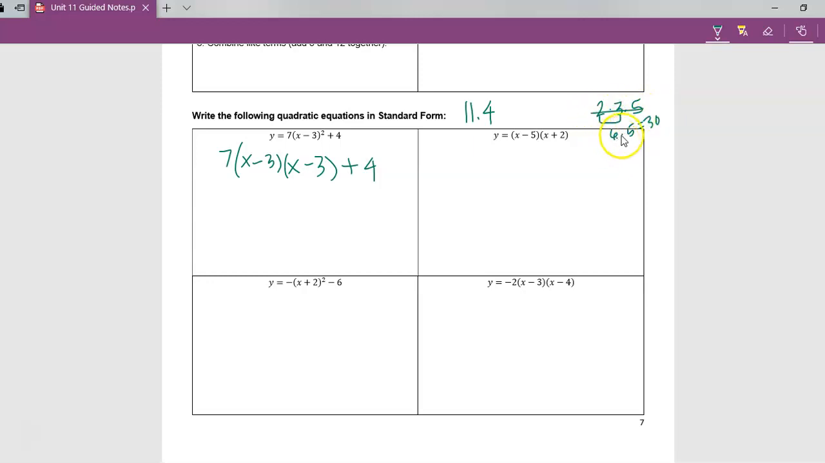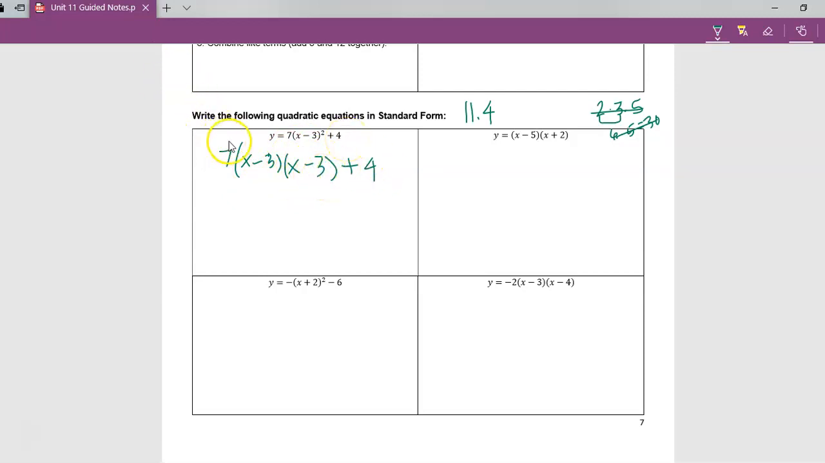I only say that because a lot of times students will take this 7 and try to multiply it through all of these, which is just not necessary. We just need to take 7 and x minus 3. Those are the first two numbers. We need to multiply them together and get the result, and then take that result and multiply it by x minus 3. And then we'll add 4 at the end.